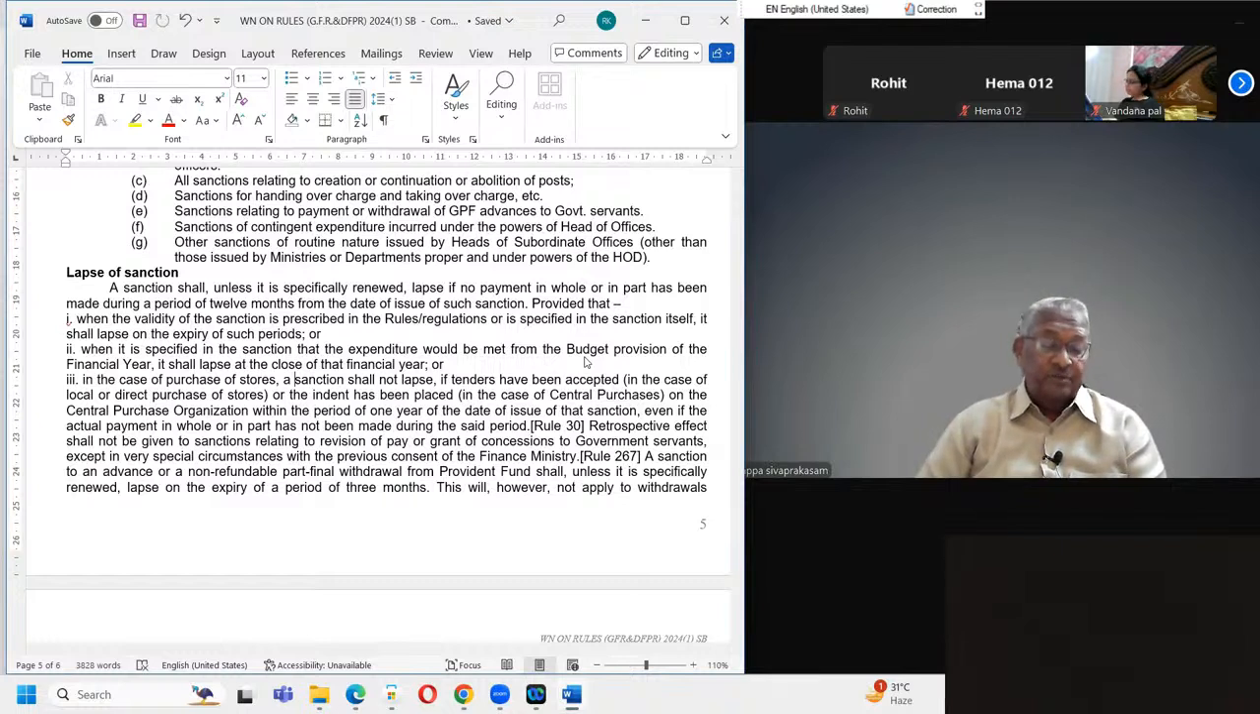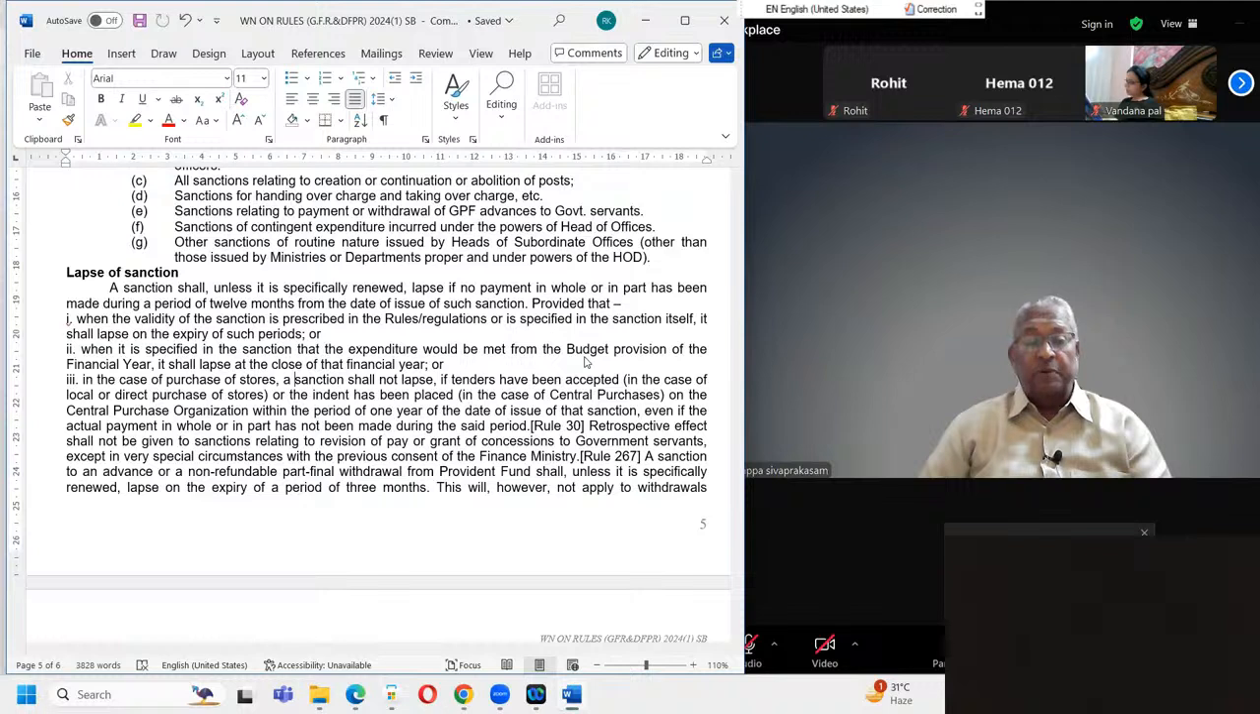A sanction to an advance of or a non-refundable part final withdrawal from Provident Fund shall, unless it is specifically renewed, lapse on the expiry of a period of 3 months. आपको GPF sanction, GPF withdrawal का sanction, ये सब 3 months तक valid है. If 3 months पार हो गया तो fresh sanction has to be issued.